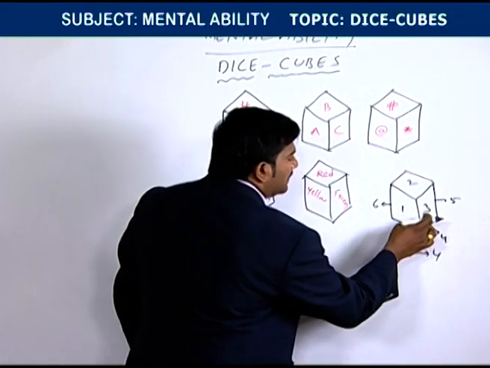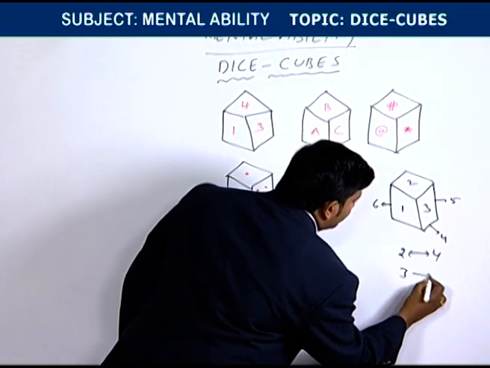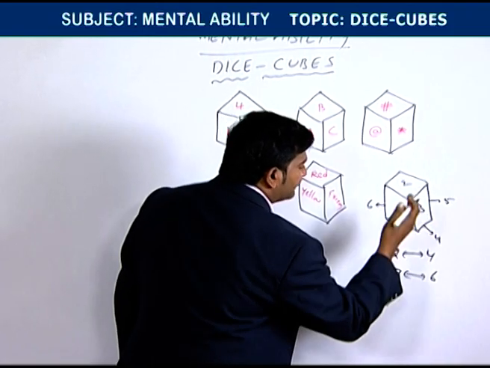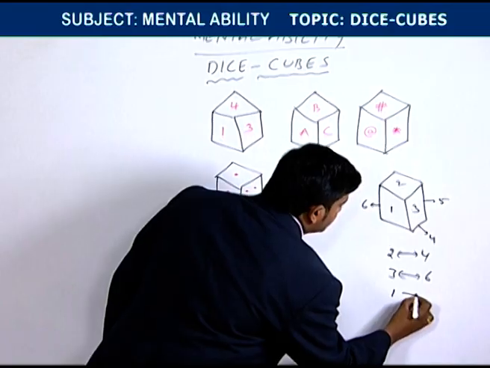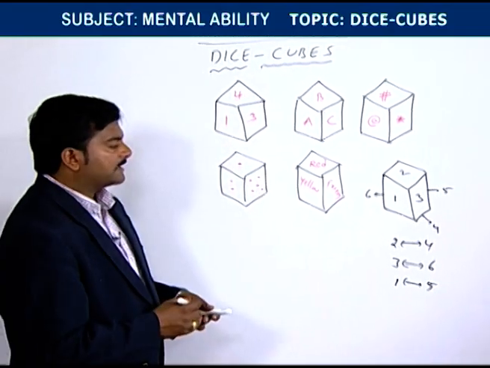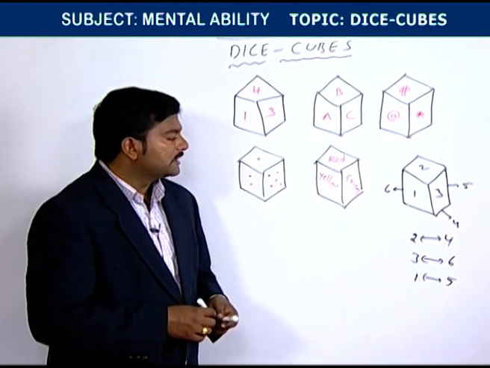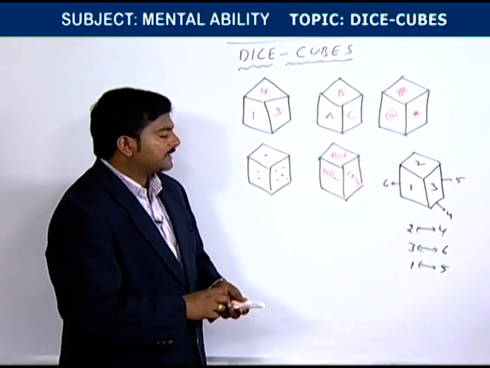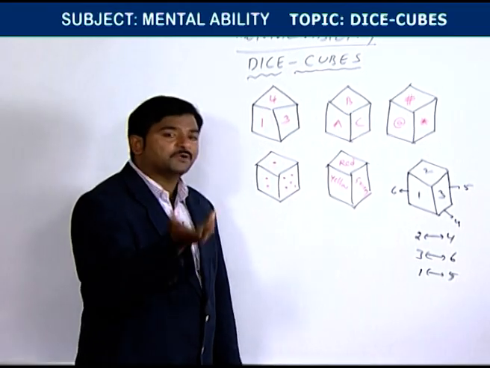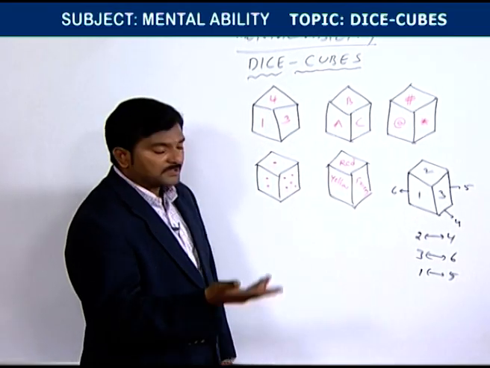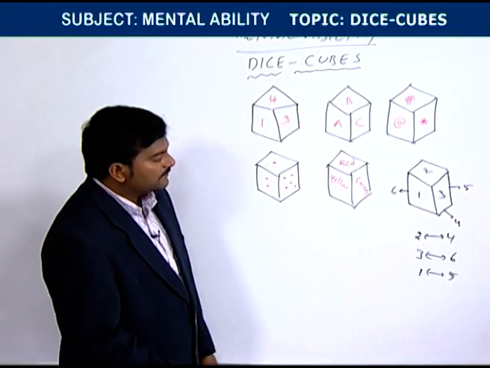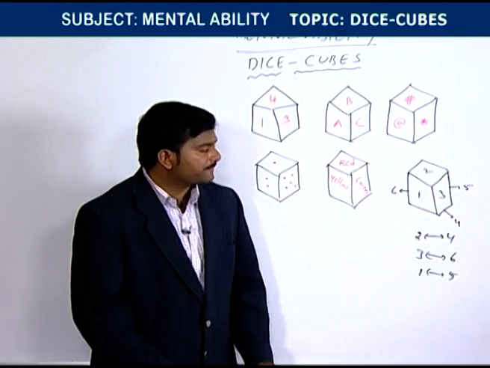And similarly now take this 3 and 6. Observe the diagram, 3 and 6. And similarly 1 and 5. What does it mean? 2 is opposite to 4, 3 is opposite to 6, 1 is opposite to 5, and the reverse also. 2 is opposite to 4 means 4 is opposite to 2, 3 is opposite to 6, 6 is opposite to 3, 1 is opposite to 5, 5 is opposite to 1. Okay, this is one point.